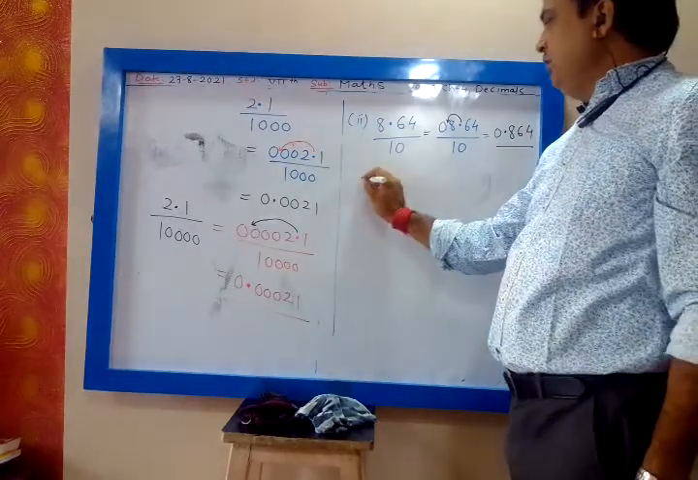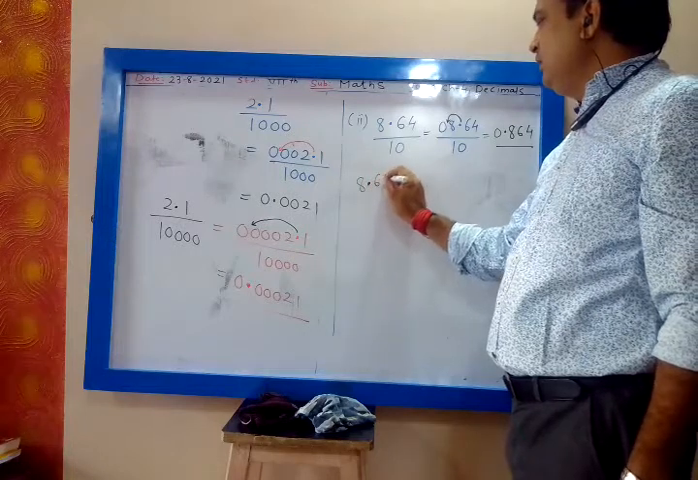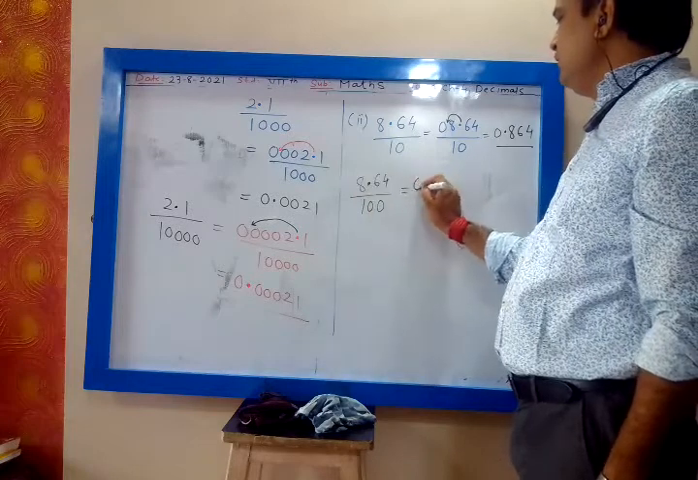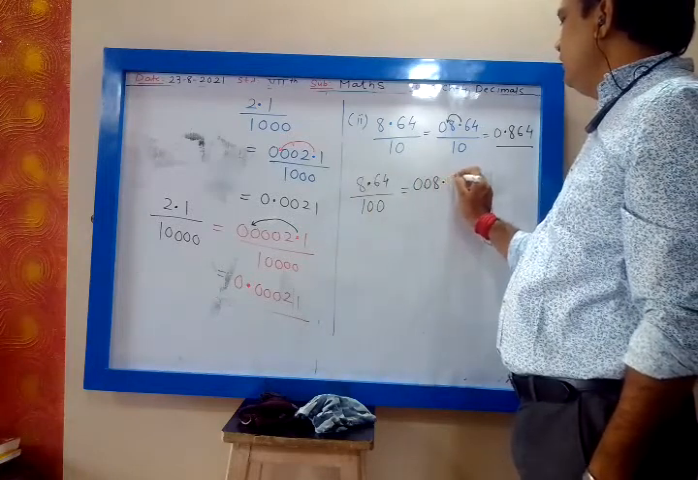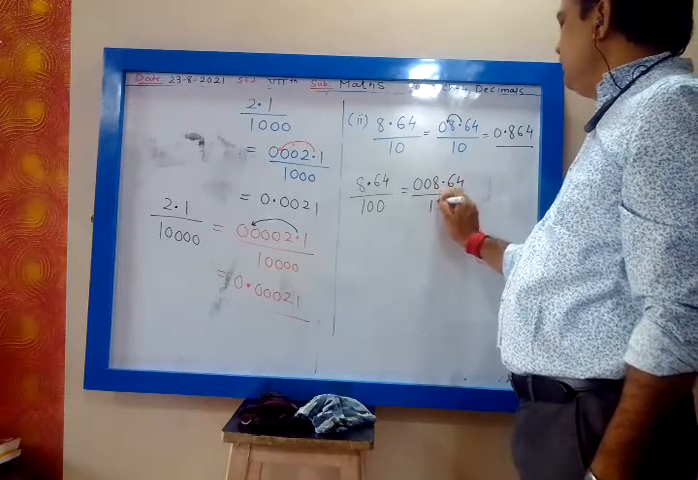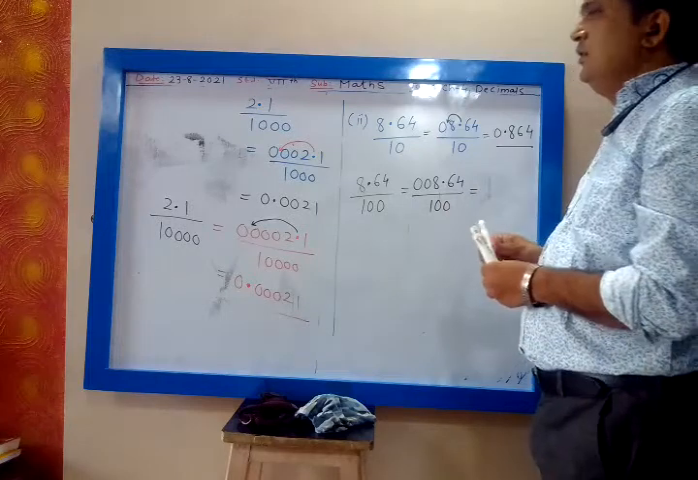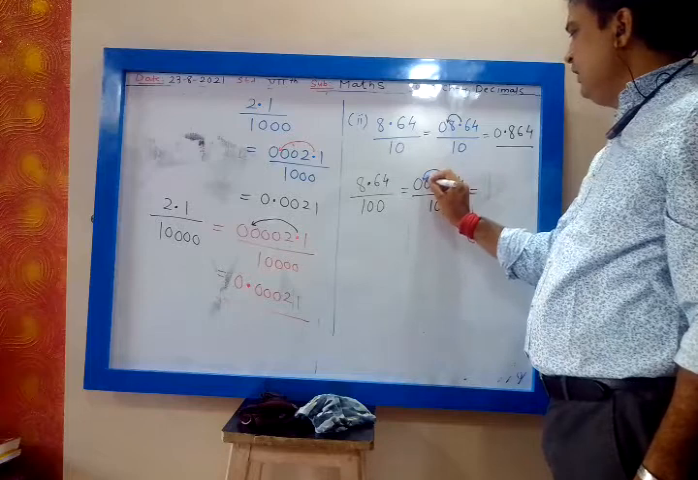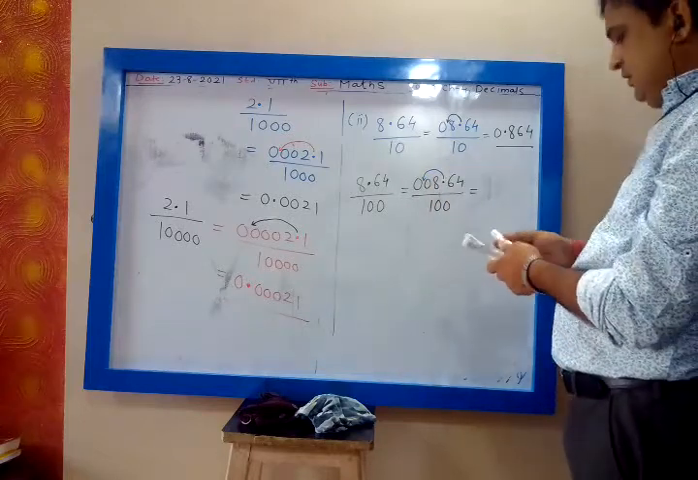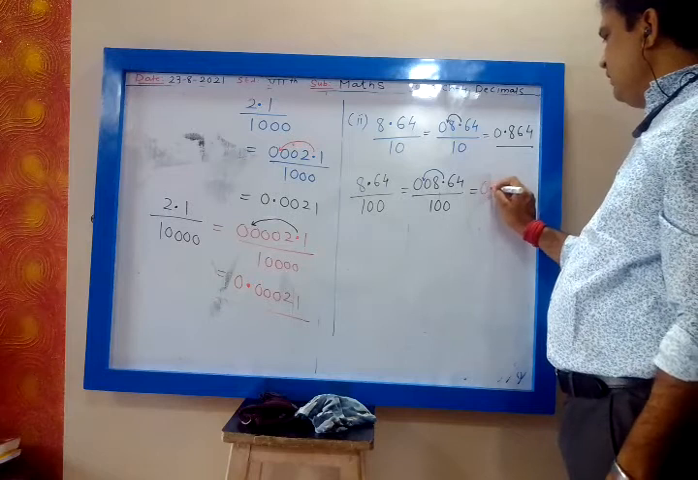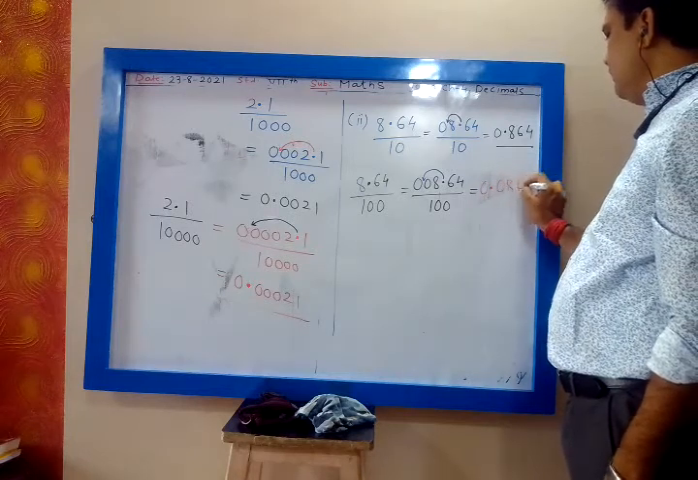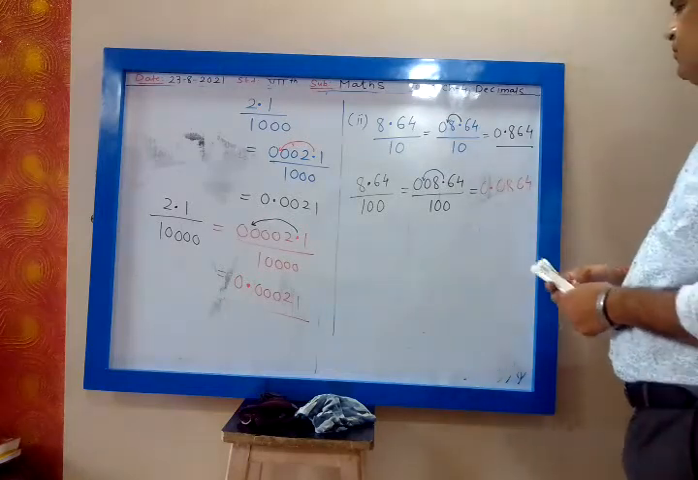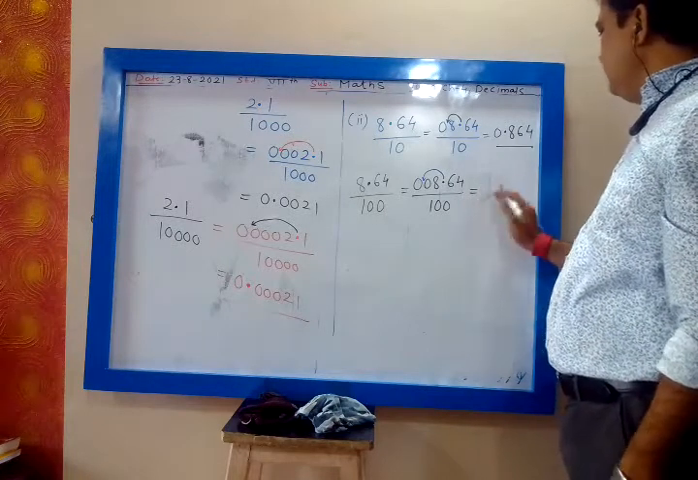Okay. Now 8.64 divided by 100. It is 100, so add 2 zeros. Chalo, 008.64 divided by 100. Now there are 2 zeros in the denominator. So you shift the decimal 2 digits to the left. So what is that? 0.0864. Yes, all of you agree?